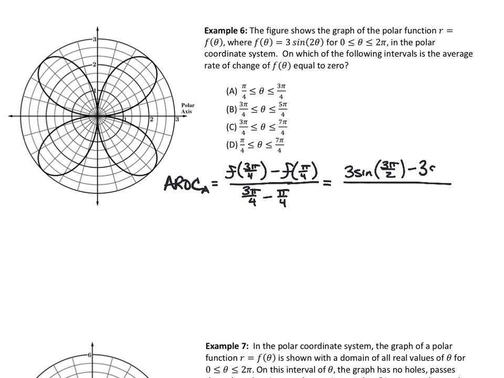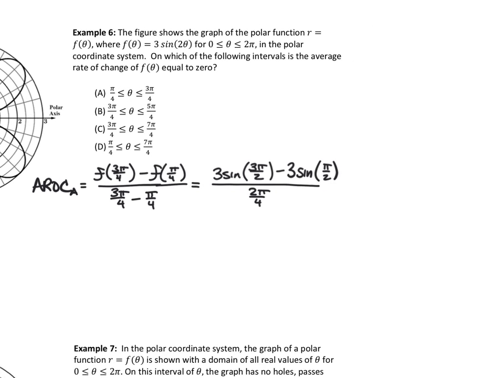I'm going to do 3 times the sine of 2 times pi over 4. What does 2 times pi over 4 become? Pi over 2. In the bottom, I have 3 pi over 4 minus 1 pi over 4, which is 2 pi over 4. What is the sine of 3 pi over 2?